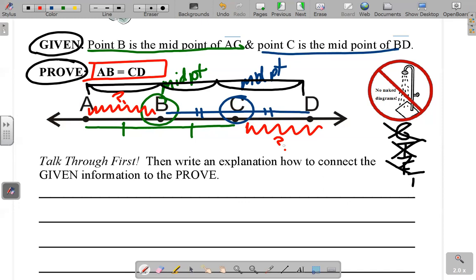I want 20 seconds of silence. Okay. With your fingers on your paper, I want you to think through silently the logic. If those greens are true and the blues are true, why are the reds true? I want 20 seconds of silence with your fingers on the paper.